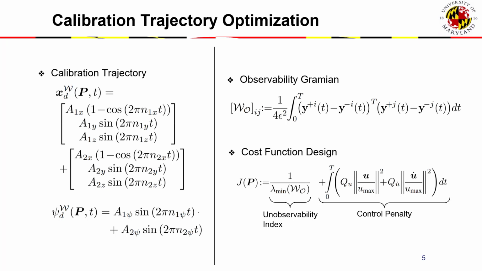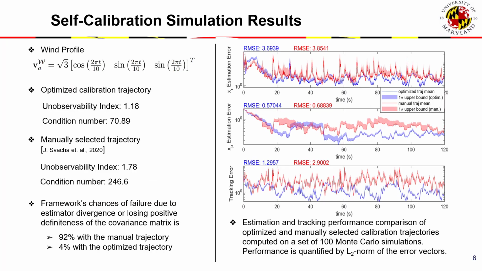We used a superimposition of two Lissajous trajectories and minimized the unobservability index as well as the control efforts to improve the system identification as well as the controller's performance. During calibration, we are simulating an unsteady wind by the expression on the top left. Between the optimized and a manually selected trajectory, the latter one has lower observability, higher condition number, and also needs higher control efforts to track it.